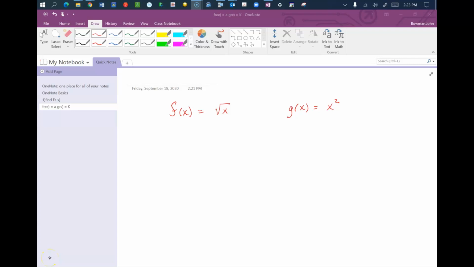Hey guys, I was thinking about our conversation today about showing that functions are inverses and why you have to show both f of g of x and g of f of x are equal to x. And then something I said, where if you found the inverse of one, you didn't have to do that for both of them and show that they were equal to each other.